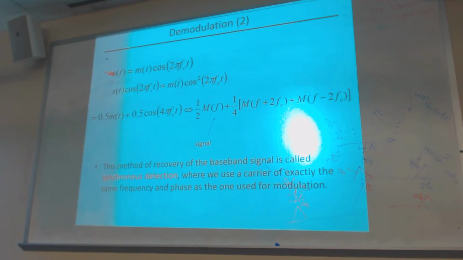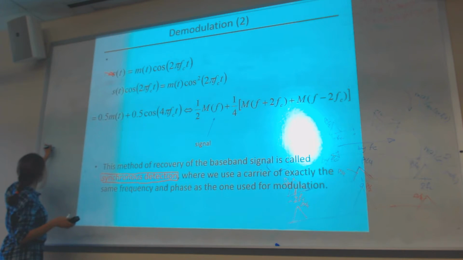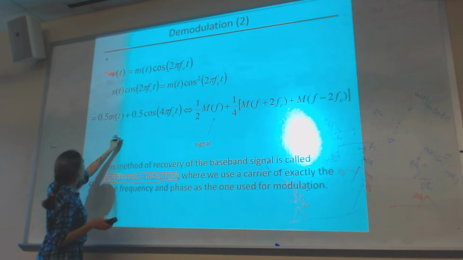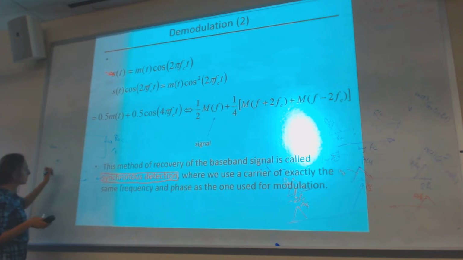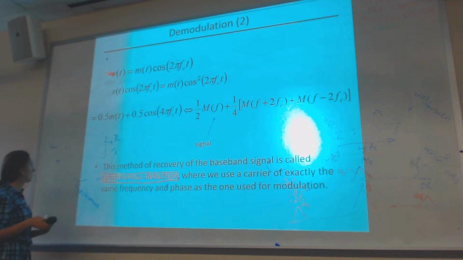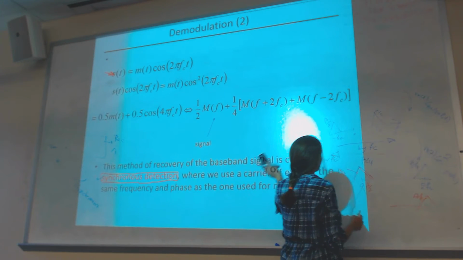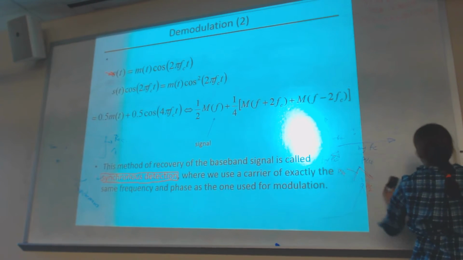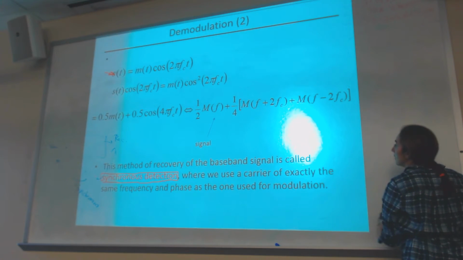So this method of recovery is called synchronous demodulation or synchronous detection. Can anybody tell me why? It means that between the transmitter and receiver, as I mentioned, there was the channel, etc. So these two must be synchronous. Okay, meaning that they have to have the same clock. So why is that? Any idea?